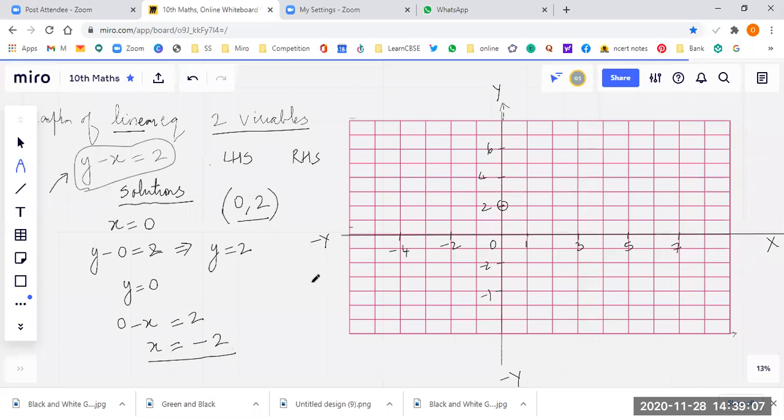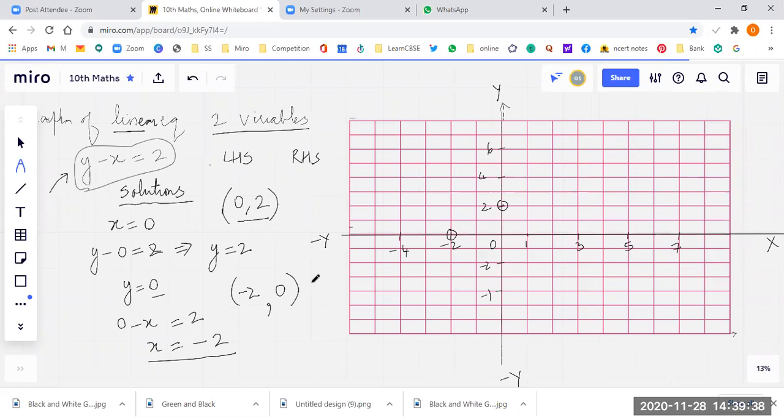So what is the second solution of this equation? Now, students always make a mistake. Write x first. So x is minus 2. Then write y. What is y? Y is 0. Now plot that point. Minus 2, 0. X is minus 2 here and y is 0. Same point only. If y had been positive, I would have gone up. If y had been negative, I would have gone down. But y is 0. So this is the point.